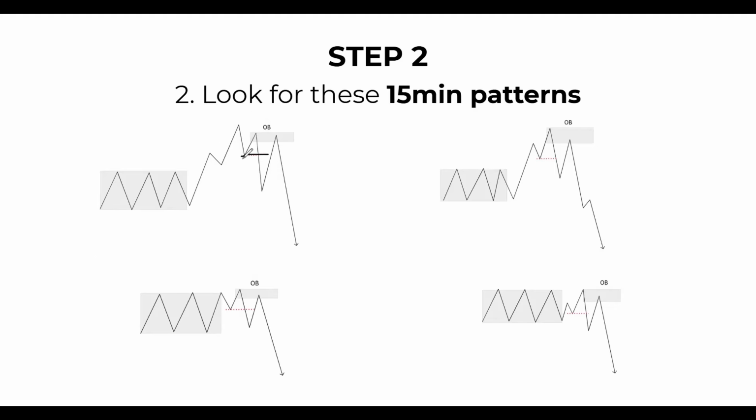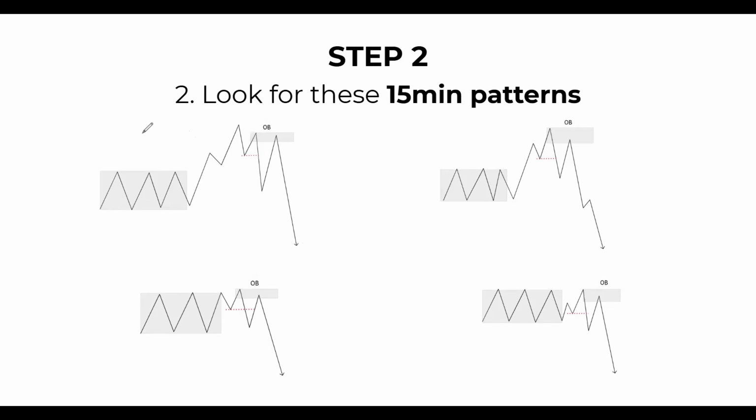Once price breaks structure, what we're going to be looking for is price to come back and retest a specific zone. That zone is what we call an OB, an order block. There's going to be an order block at this level here, and price is going to come back to retest that level and then reverse from there.